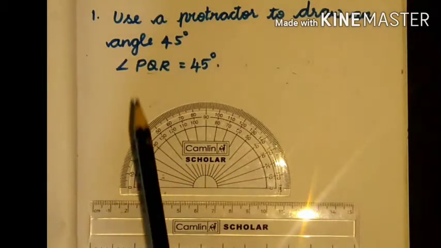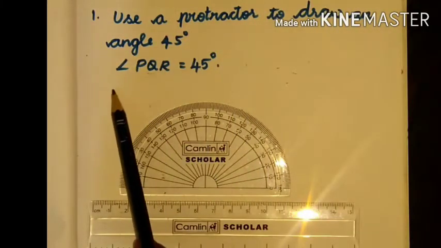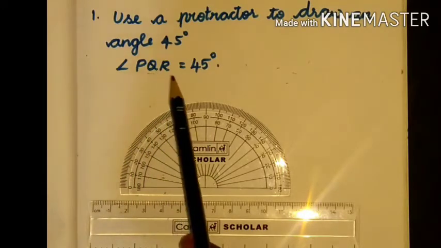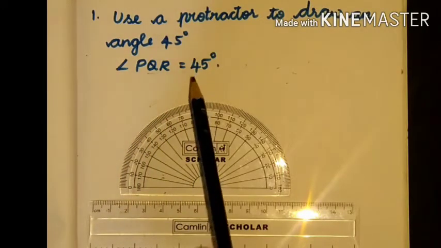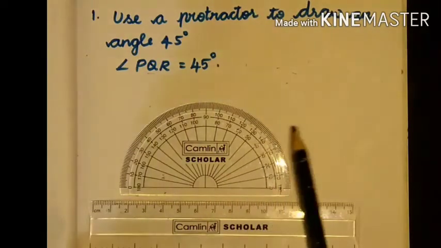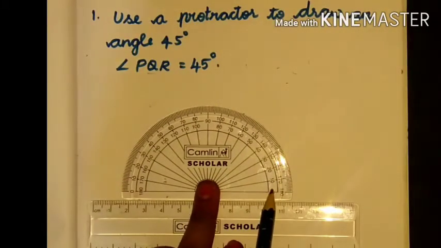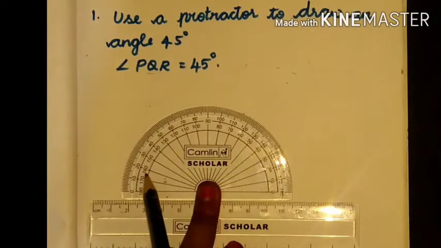First sum. Use a protractor to draw an angle of 45 degrees. Angle PQR equals 45 degrees. You have to mark this 45 degrees using a protractor and scale. See, in this protractor we have two measurements.